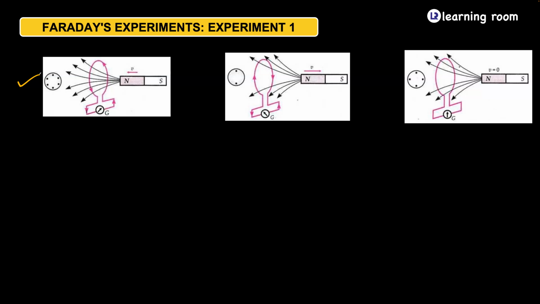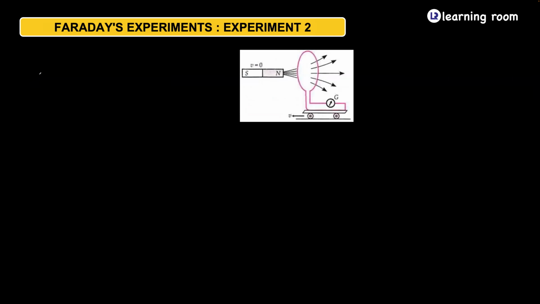Whereas when the magnet is kept constant, when the velocity is 0, there is a constant magnetic flux within it. In the first two cases, the galvanometer shows some deflection, which means there is some current flowing through it. Whereas if the magnet is stationary, the galvanometer shows null deflection. So this is the magnetic source, and this is what is called the pickup coil. Is that clear? This is experiment number 1.